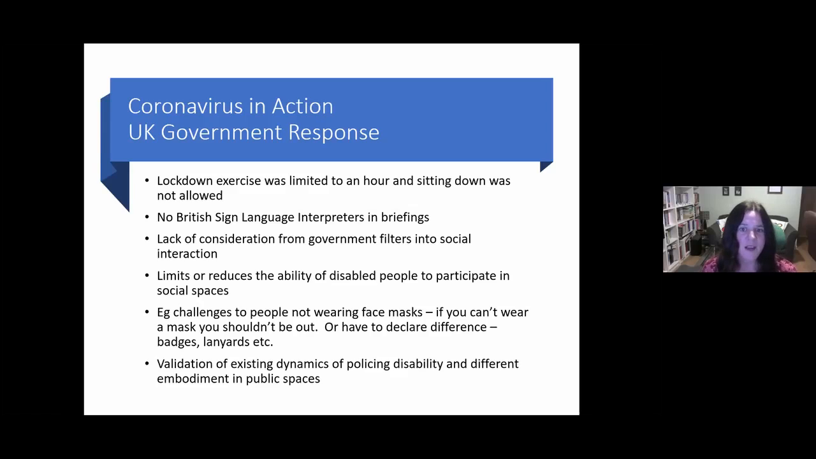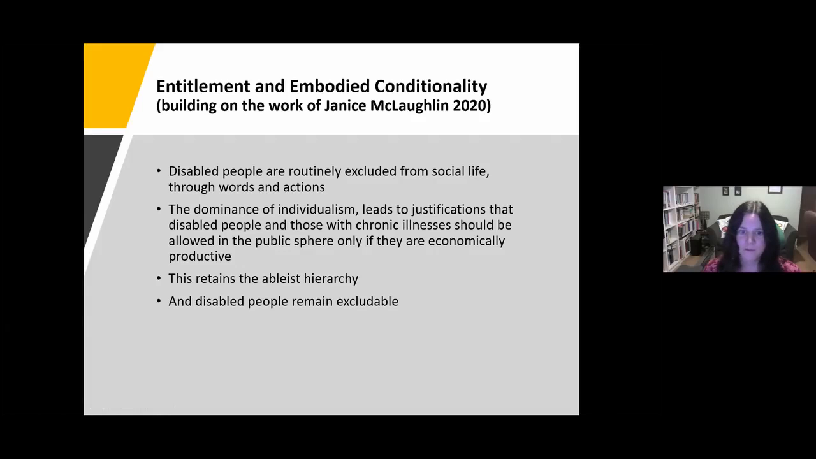And this lack of consideration from government filters into social interactions. So it limits or reduces the ability of disabled people to participate in social spaces, and it validates existing dynamics of policing disability and different embodiment in public spaces. So individuals with underlying health conditions now find themselves on the cusp of being overtly discriminated against for being vulnerable. So as McLaughlin argues, disabled people are routinely excluded from social life through words and through actions.